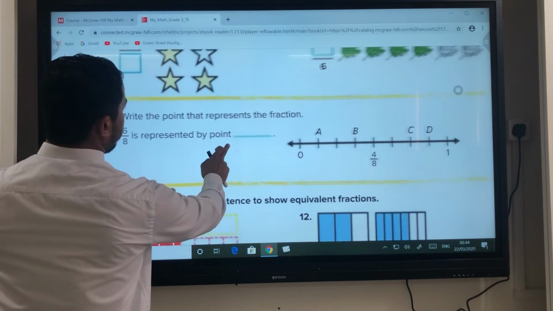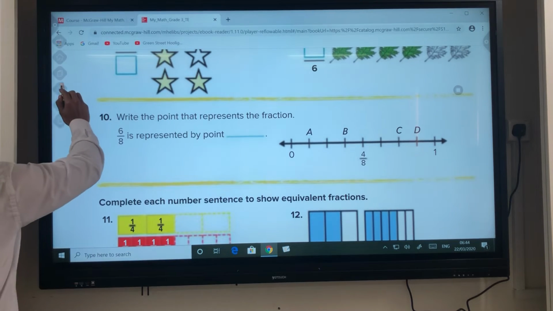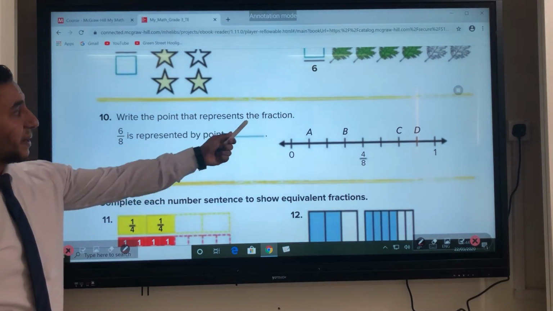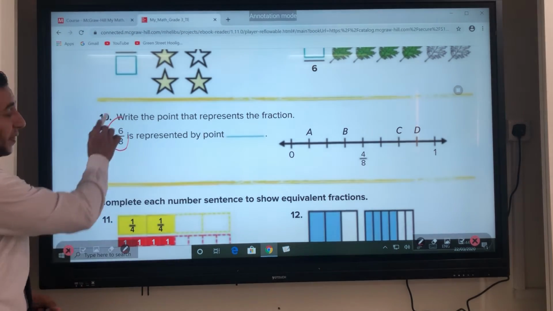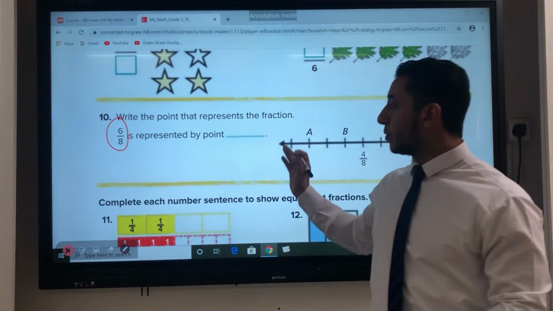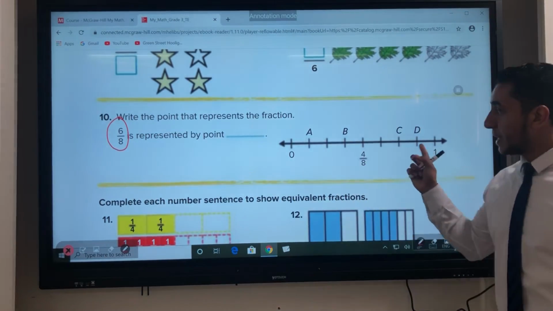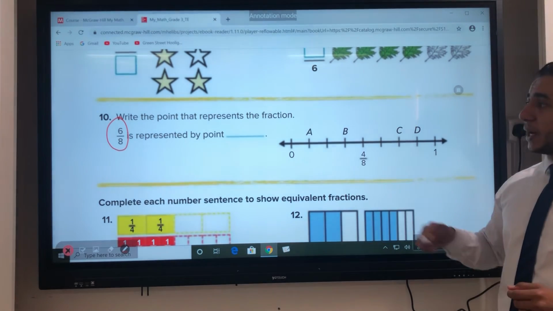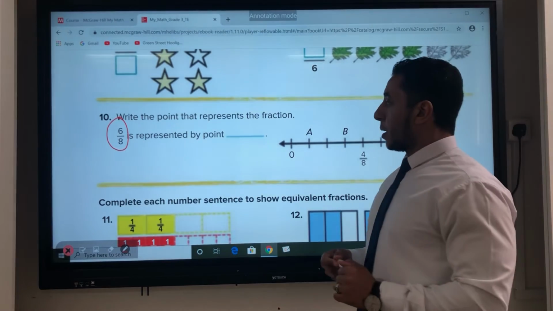Question number 10. Write the point that represents the fraction 6 over 8. Again, write the point that represents 6 over 8. I will use a number line. This is called a number line. This is called what? Number line. Excellent.